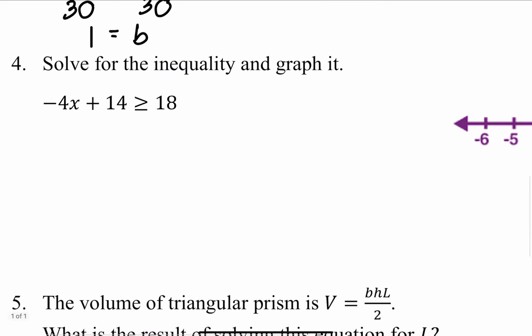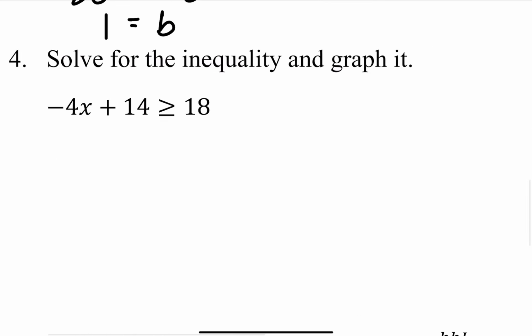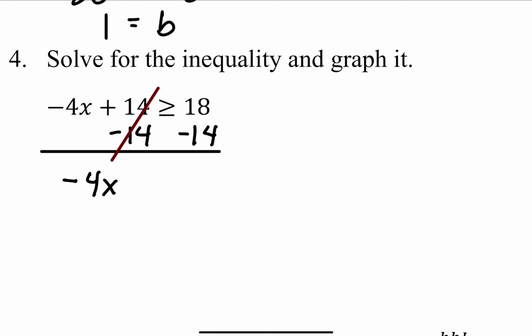Next, solve for the inequality and graph it. Here we have negative 4x plus 14 is greater than or equal to 18. We have to eliminate 14 first. We can eliminate it by using the subtraction property of equality, so we subtract 14 from both sides of the inequality. 14 minus 14 will become 0. So bring down negative 4x is greater than or equal to 18 minus 14, which is 4.